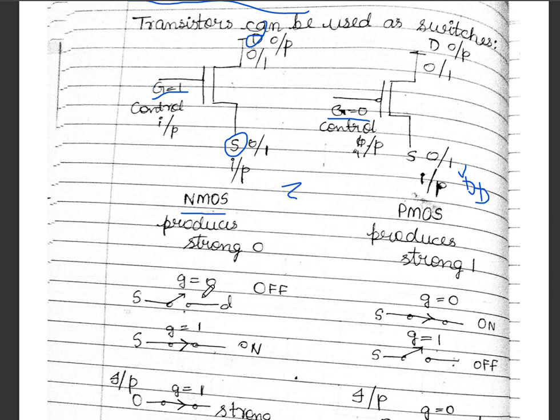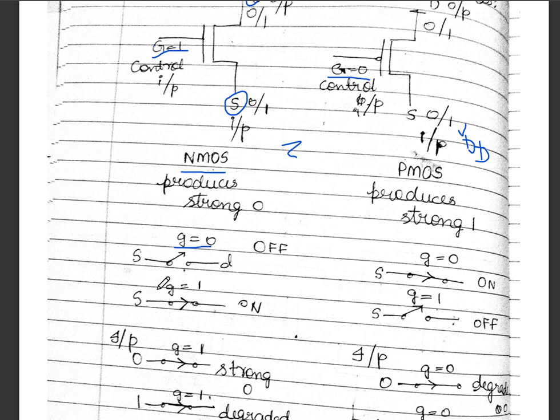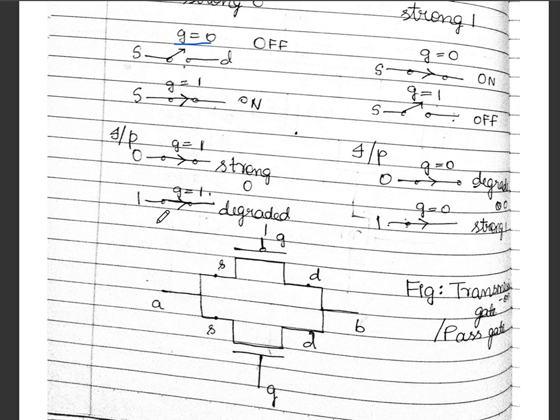Next we'll look into various conditions or cases. So here I have given G is equal to 0. When G is equal to 0 is supplied to the NMOS transistor, it will be in off state, and similarly when G is equal to 0 is given to the PMOS transistor, it will be in the on state. Next, when the G terminal is given an input 1, the NMOS will be in on state, that is the close switch. Next, when the value of G is equal to 1, the PMOS will be in off state or an open switch.